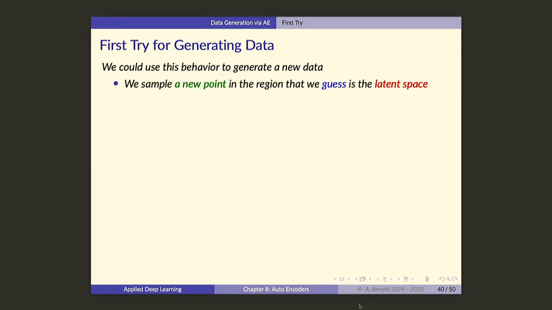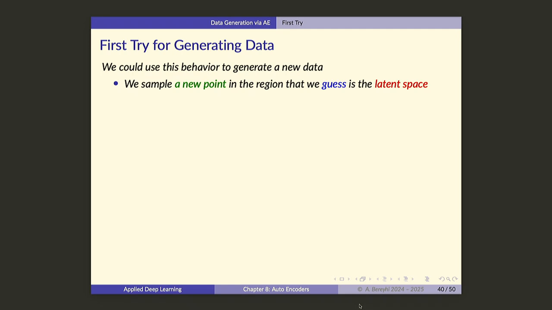So they said, okay, the good idea is that I get one new point from one region which I guess is a latent space. Why do I say I guess? Because I cannot really formulate or determine the latent space. If I want to determine latent space, I need to know exactly what the data distribution is. But the whole problem is that I don't know that, right? So I'm guessing that that particular region is the latent space.